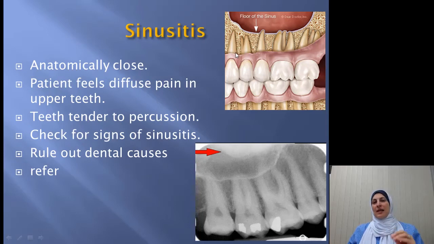The take-home message is that when there is no evidence of dental pain, do not just proceed and do a dental treatment. This is the message that I will keep repeating after each single condition that we will discuss. So here there's no evidence of a dental pathology.